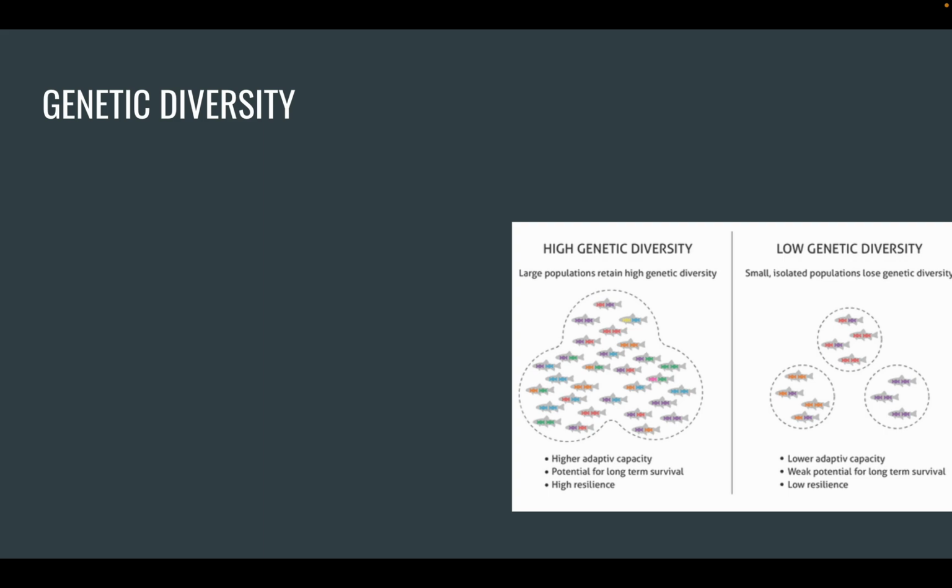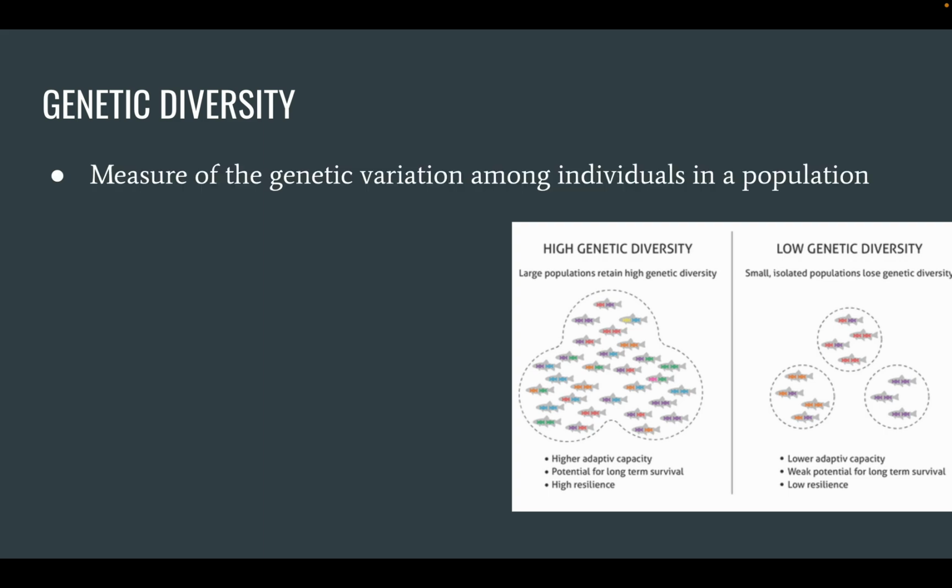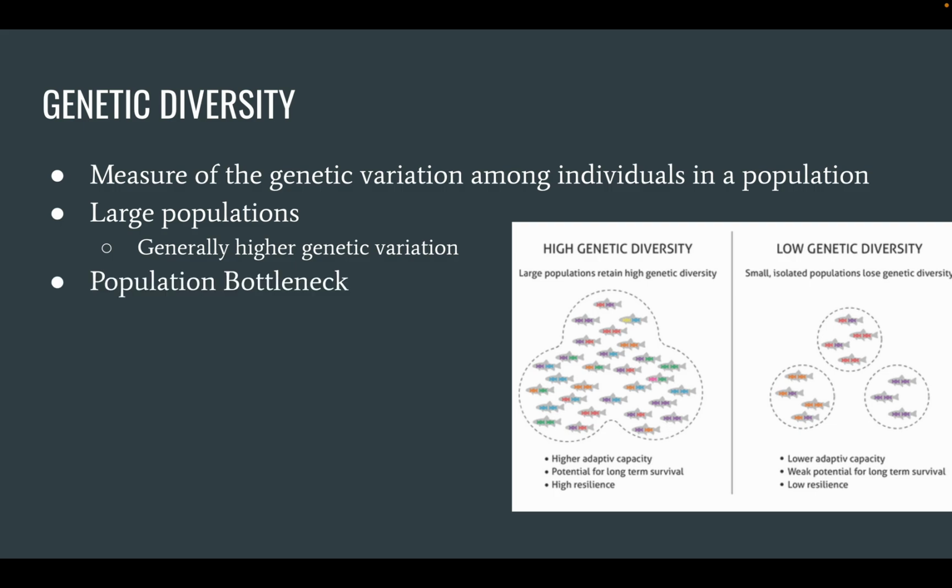Now, let's start at the most basic level of diversity, genetic diversity. This is the measure of genetic variation among individuals in a population. So that implies that they're all the same species. Large populations generally have higher genetic variation.